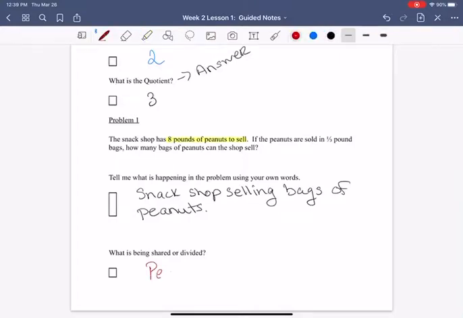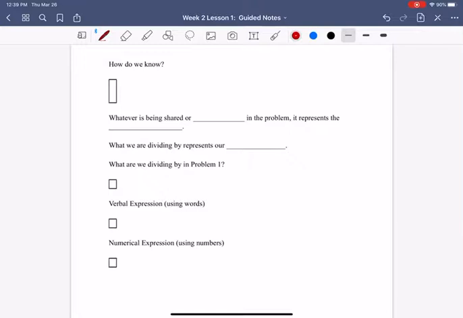So our peanuts represent our whole. That is what we're selling. So where it says, how do we know? I know that because in the problem, it's saying that we are selling bags of peanuts. So peanuts have to be our whole. Whatever's being shared or whatever's being sold in this problem is what we are dividing. And that represents our dividend.